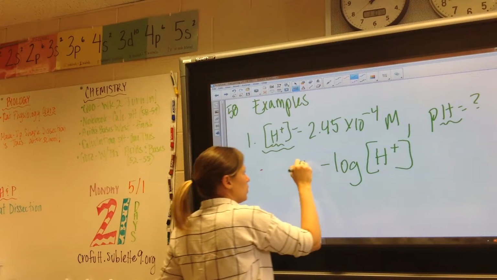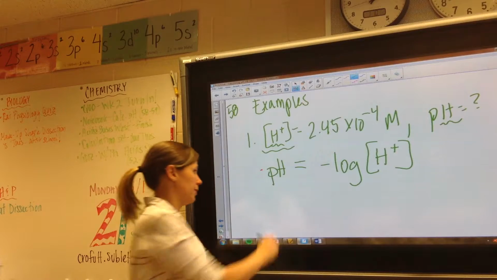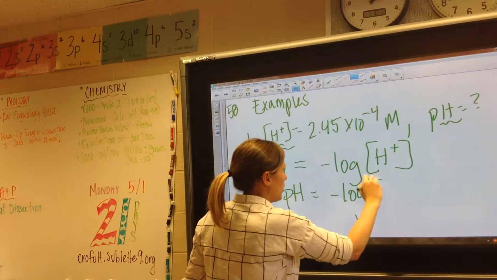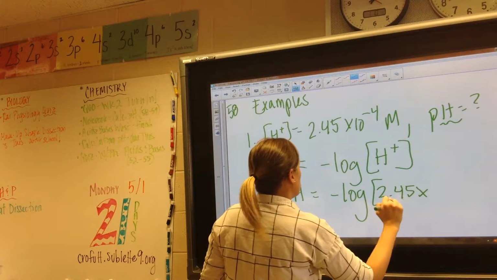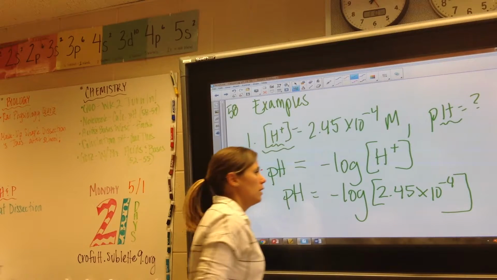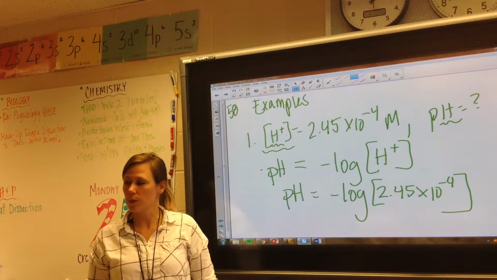H plus is equal to our pH. Good. Okay, so we're basically just going to plug this number in and hit enter. So the pH is equal to the negative log. Do not forget that negative or you guys will get a wrong answer. Chances are it'll be negative. So 2.45 times 10 to the negative fourth. Okay, solve for that. Devaney, what do you come up with when you get an answer?